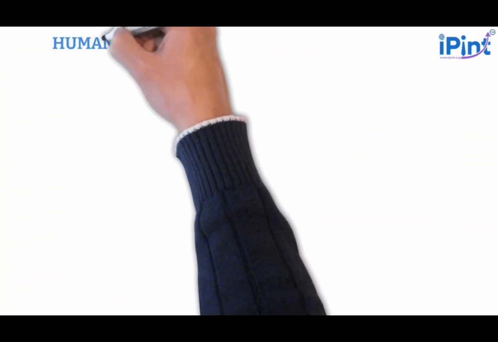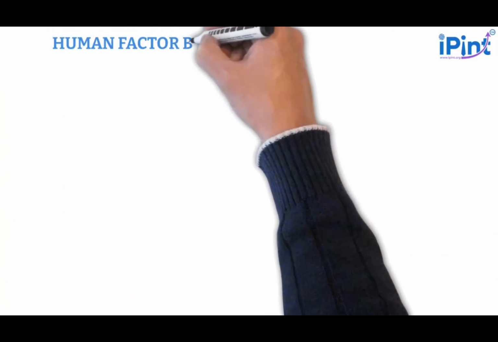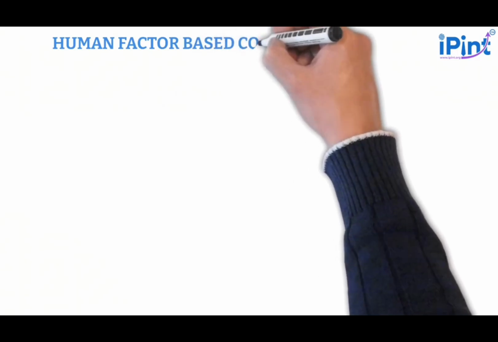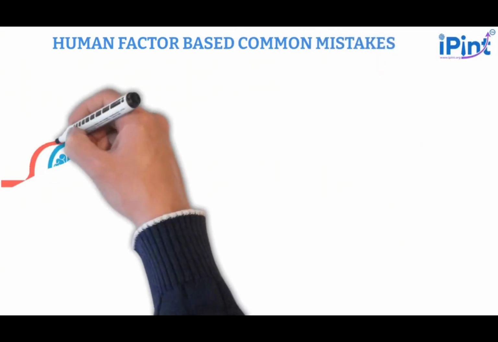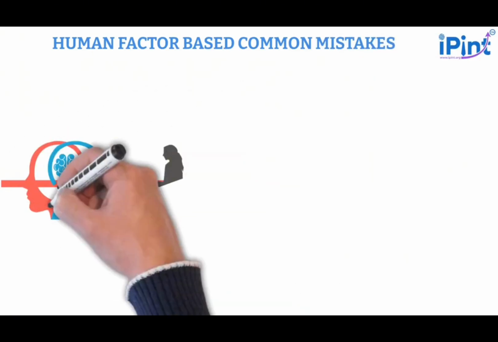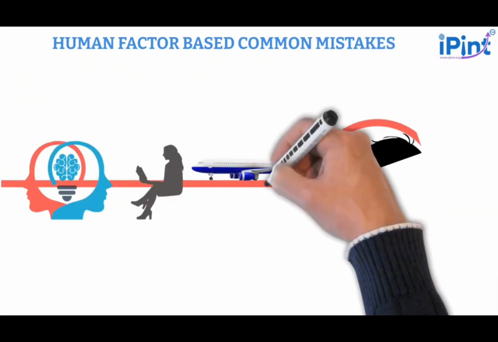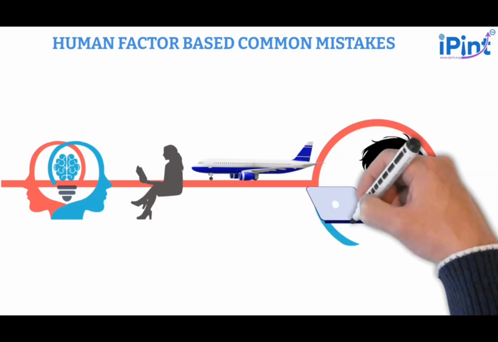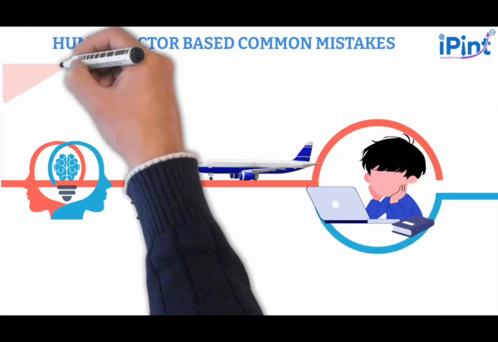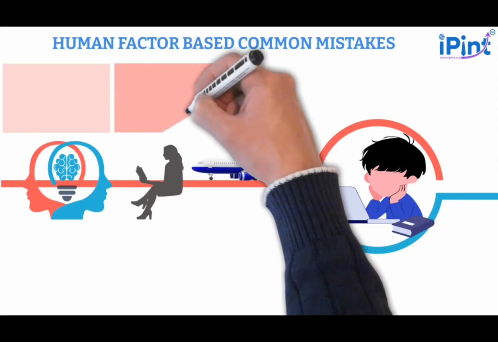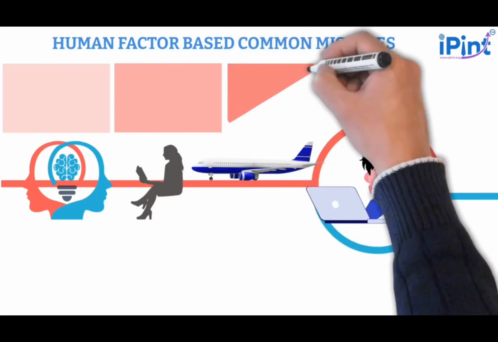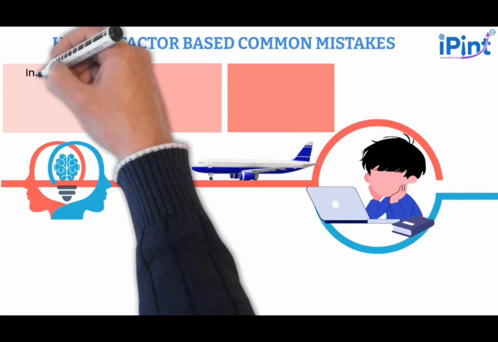Let's now look at some of the most common mistakes in the aircraft maintenance industry that are directly linked to human factors. And I want you to pay close attention here, because none of these are rare, one-off events. These are the kinds of errors that happen regularly across the industry at every level. Let's go through them one by one.